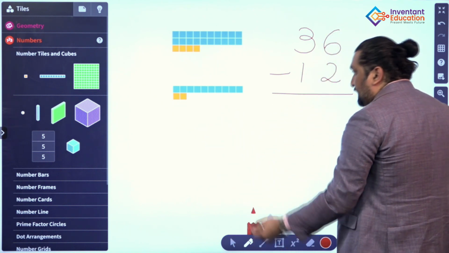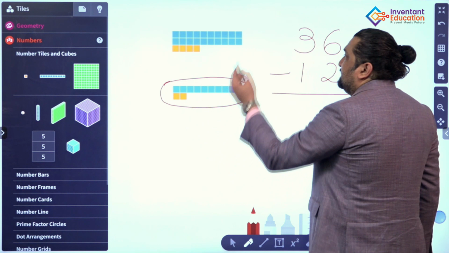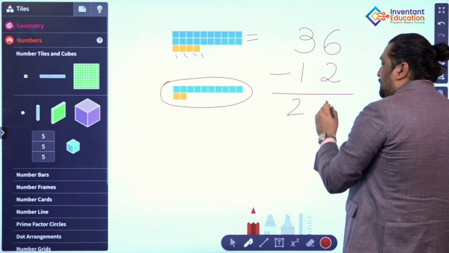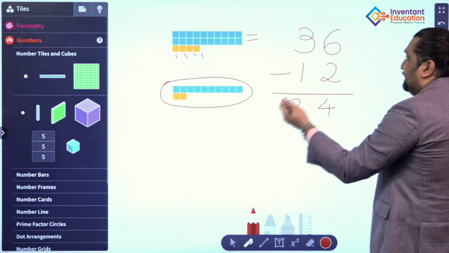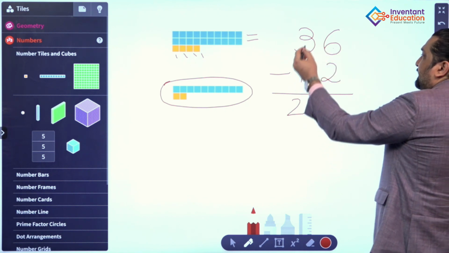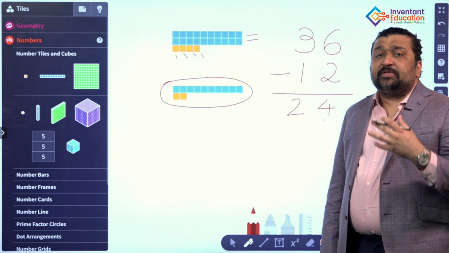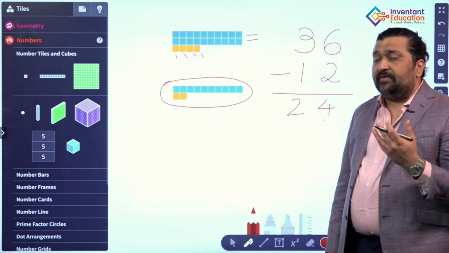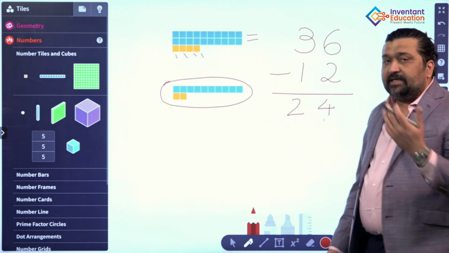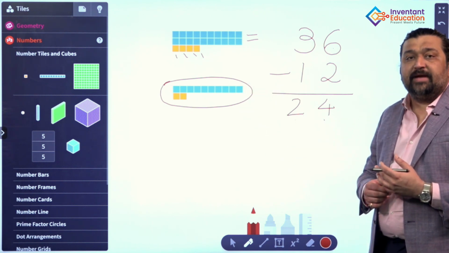So earlier we had 36, and I removed this 12 from that. So what is left? 2 tens and 4 ones. So the answer is 24. Here we are subtracting 2 from 6 to get 4. We are subtracting 1 from 3 to get 2. Now this concept becomes very, very useful when we are showing regrouping through borrowing, right? So I will consider another example in which we will see how we can show borrowing with the help of manipulatives.